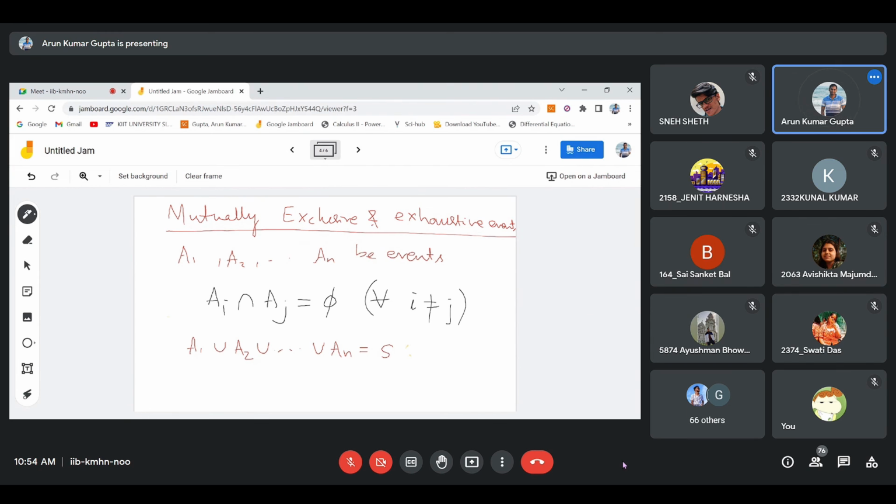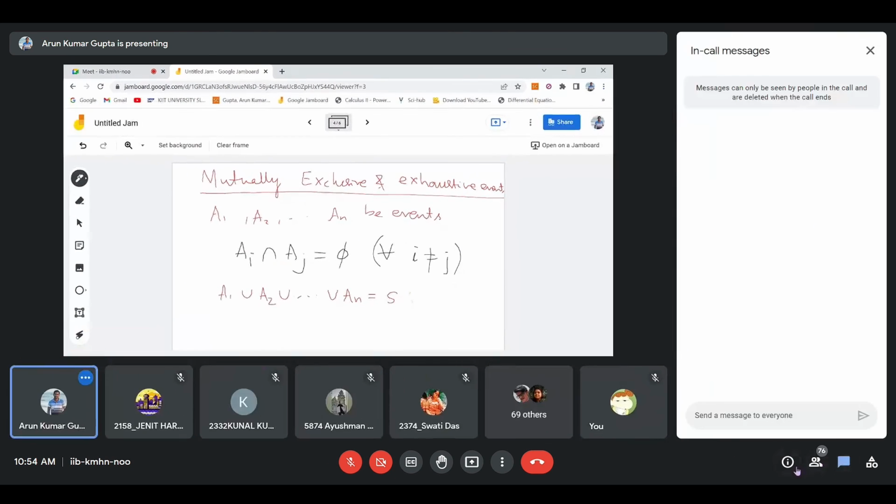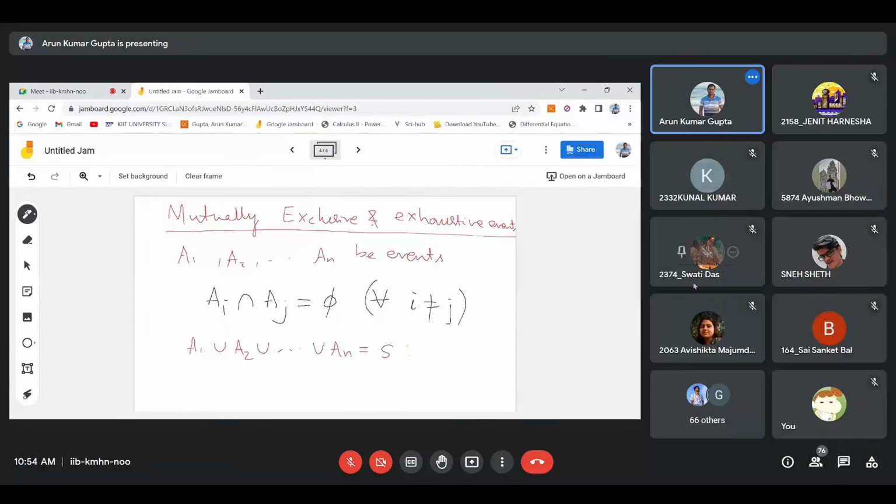Now, okay? That means pairwise disjoint. A1 has nothing in common with A2 or A3 or A4 or An. Similarly, A2 has nothing in common with A1, A3, and so on, An. Understood? So this one is called mutually exclusive and exhaustive. समझ में आया?